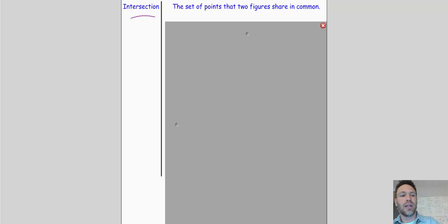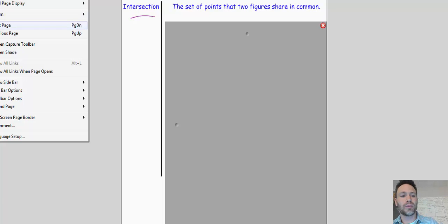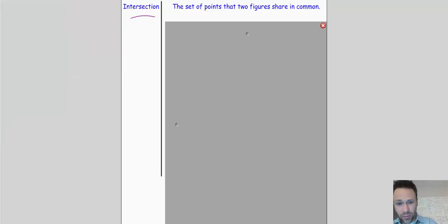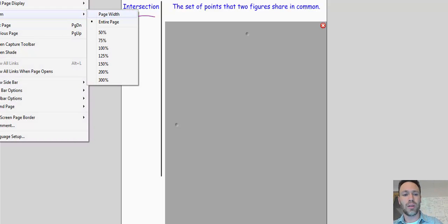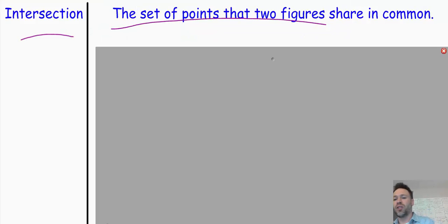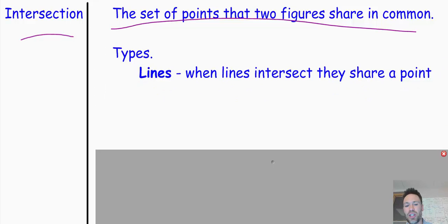Intersection definition. Let me zoom back in here. Some points that 2 figures share in common. All right. That didn't do what I wanted to do. Zoom. All right. Some points that 2 figures share in common. Okay. They have to share points in common in order to intersect. So, types of intersection that we have.